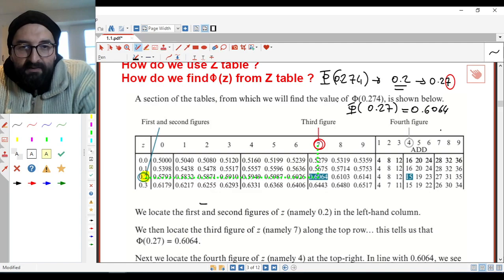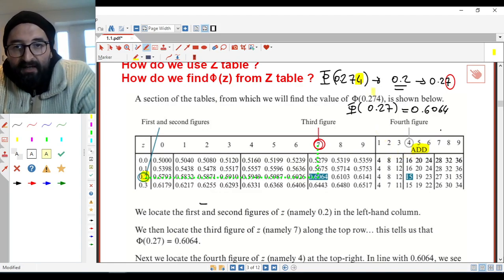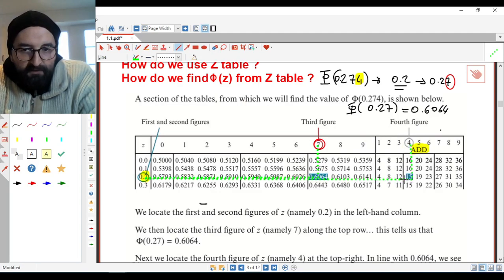But we have to find 0.274. So for the last digit, the third digit, you have to look at the last column, for this 4. Okay, so then you have to find 4, and 0.2 and 4 meet at 15.